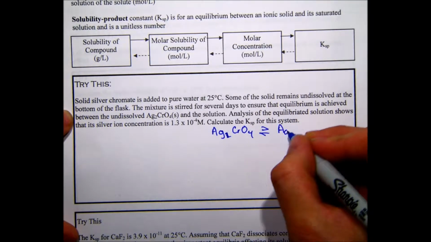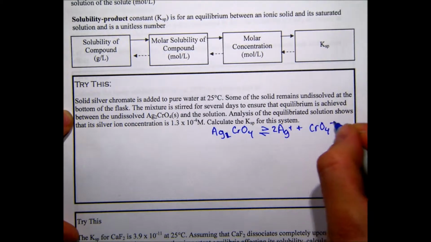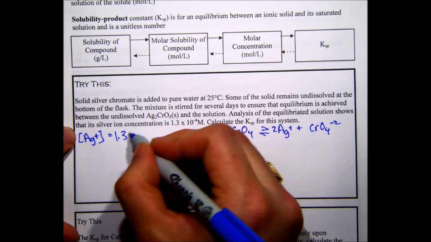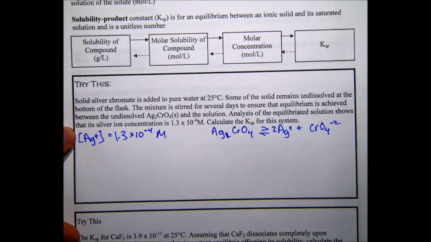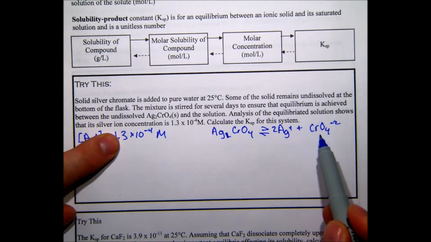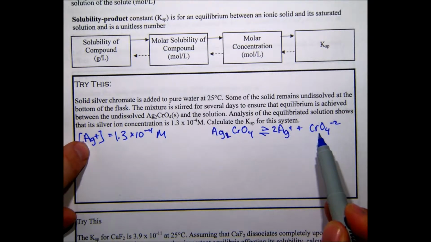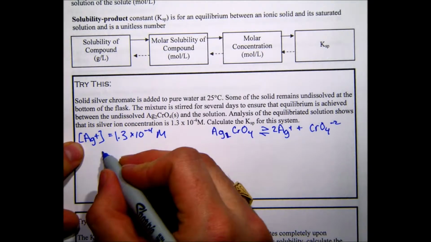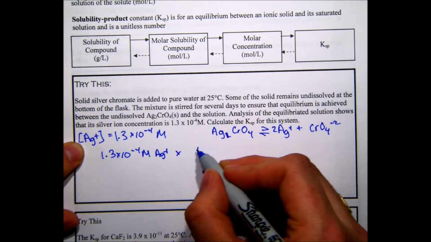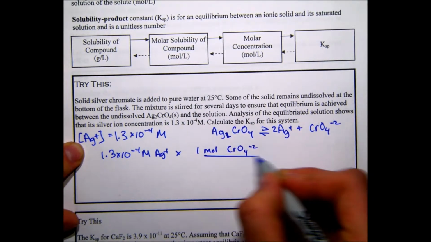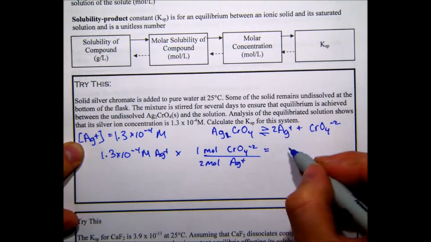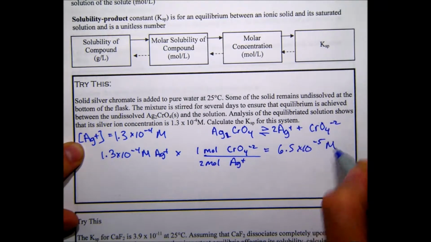Ag2CrO4 in equilibrium with Ag plus 1, 2 moles of it, plus chromate. I know the concentration of silver plus is equal to 1.3 times 10 to the negative 4 molar. So if the concentration of this is 1.3 times 10 to the negative 4, because of the stoichiometry, and this is a 2 and this is a 1, the concentration of chromate must be half of that, because it's 2 to 1. So I go 1.3 times 10 to the negative 4 molar silver ion times 1 mole of the chromate for every 2 moles of the silver plus 1. And I get 6.5 times 10 to the negative 5 molar.